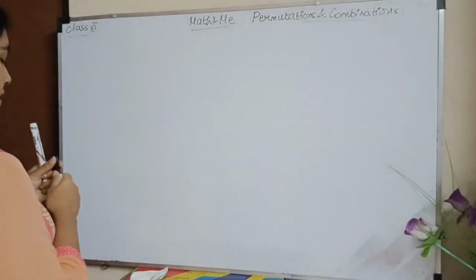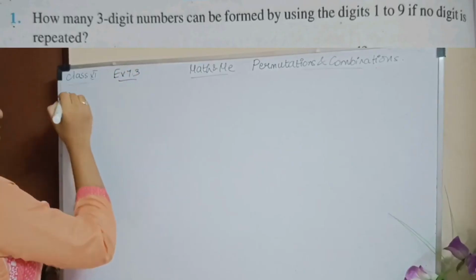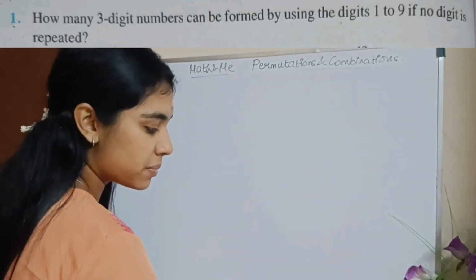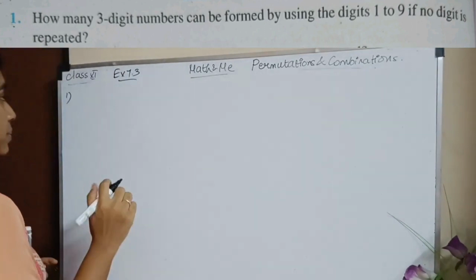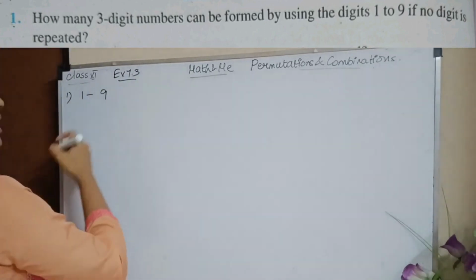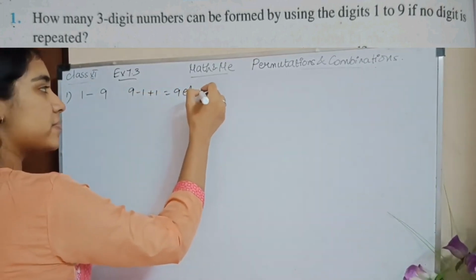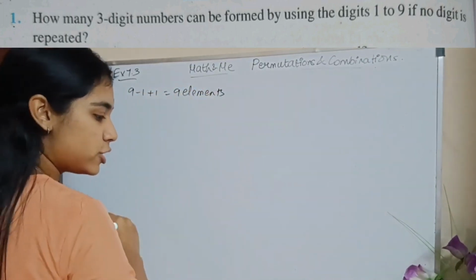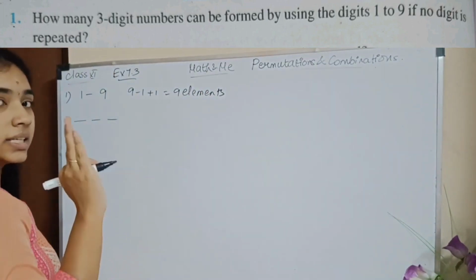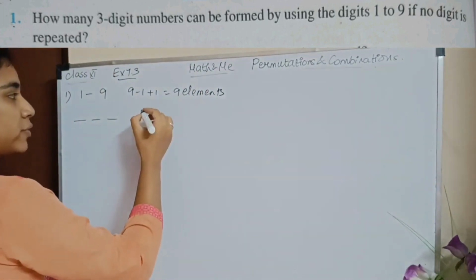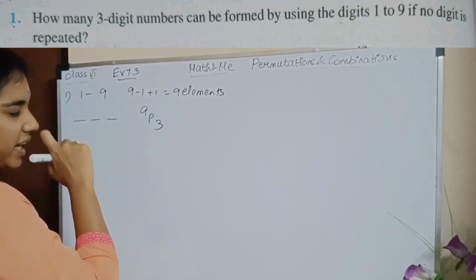Exercise 7.3. Question number 1. How many 3-digit numbers can be formed using the digits 1 to 9 if no digits are repeated? So 1 to 9, how many elements are there? 9 minus 1 plus 1, which means I have 9 elements. I need to form a 3-digit number. So for a 3-digit number I need 3 numbers. Okay. So I have to choose 3 numbers from the 9 elements that I have, and they have to be in order.